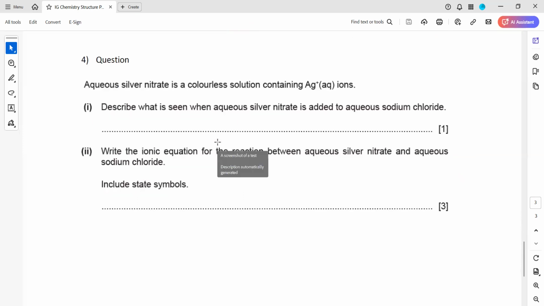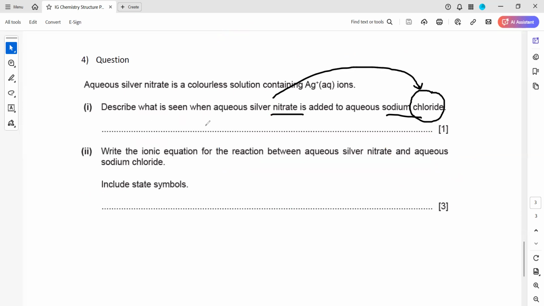Aqueous silver nitrate is colorless, and it contains a silver ion. Describe what is seen when silver nitrate is added to sodium chloride. Whenever a salt contains a chloride ion and you add silver nitrate, what is the observation? The observation will be a white precipitate. In the exam you can write PPT instead of writing the full word precipitate. If it was bromide, like sodium bromide, then it will be a cream-colored precipitate. And if it was iodide, then it will be a yellow precipitate.